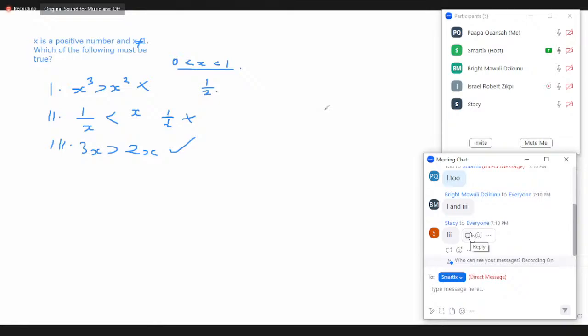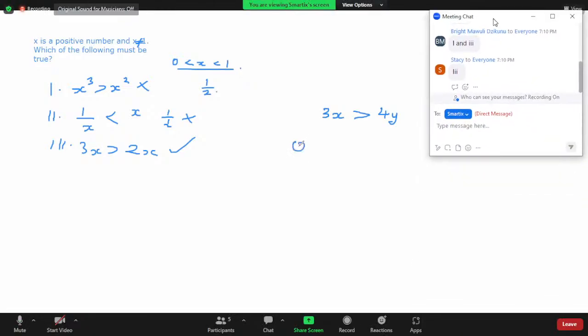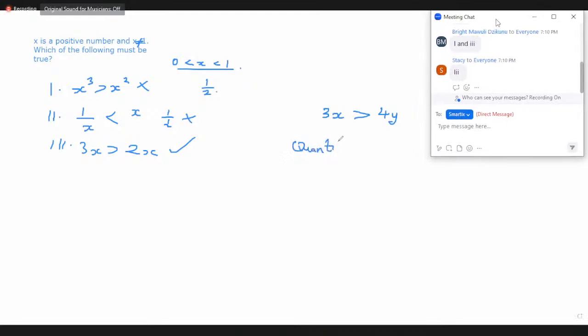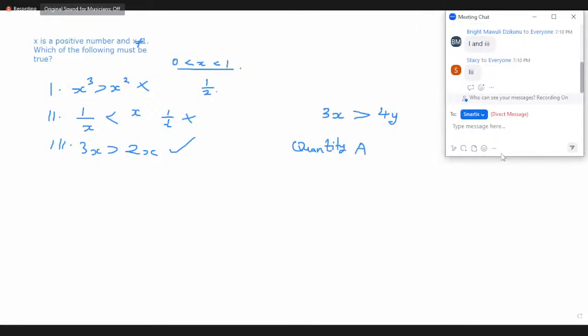So, 3x is greater than 4y. Okay, so I mentioned quantitative comparison in the previous class, right? Yes. Okay. Stacy, were you there? No, please. So you don't know what's going on here, do you?